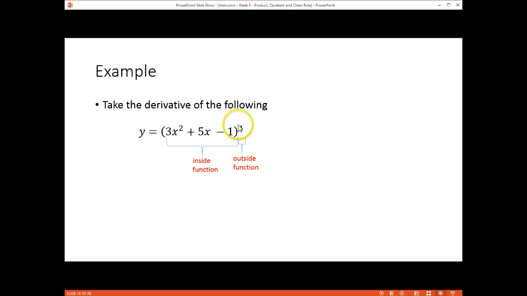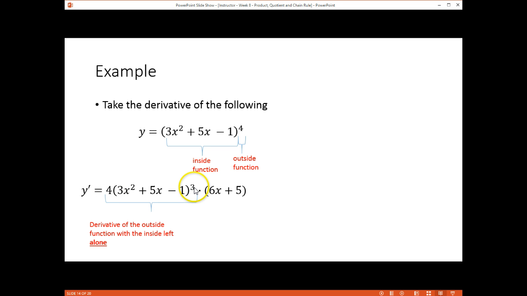So when I take the derivative of the outside function, this 4th power, your derivative rule says bring the 4 out front, and then subtract 1. So I'm going to take the 4 out front, subtract 1, and notice I leave the inside function alone. This is 4 times the quantity 3x squared plus 5x minus 1, cubed. I leave the inside alone. And then I multiply it by the derivative of the inside function.